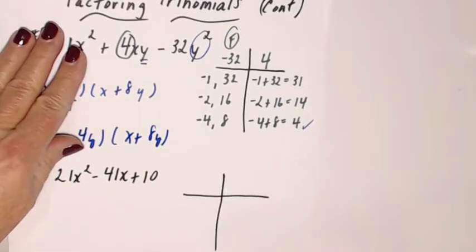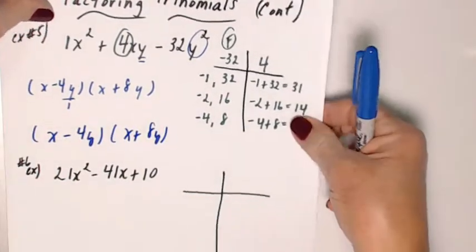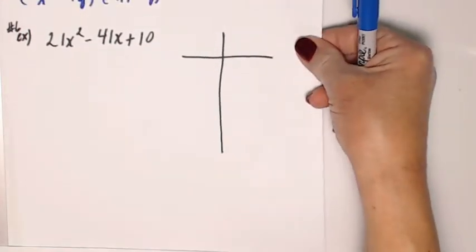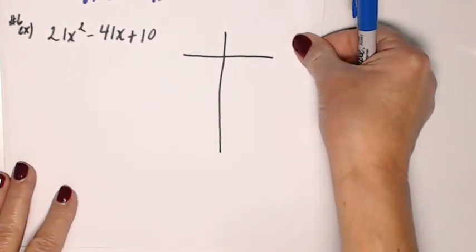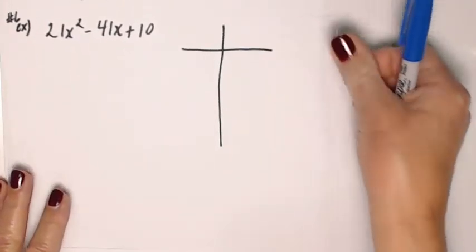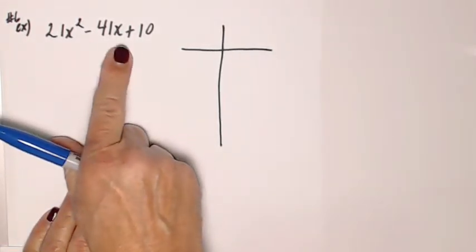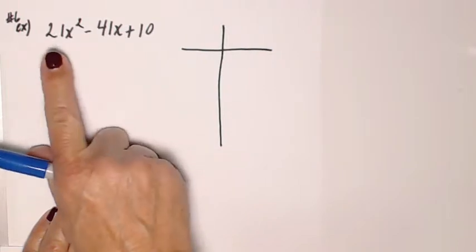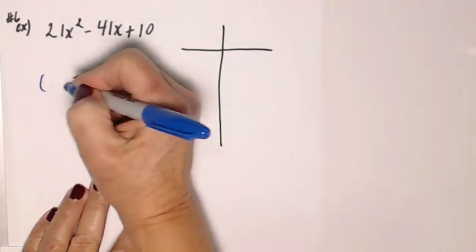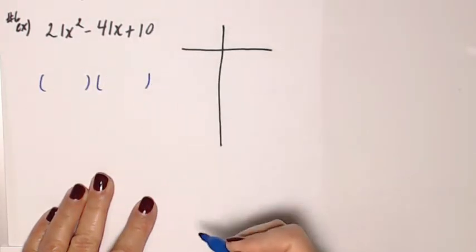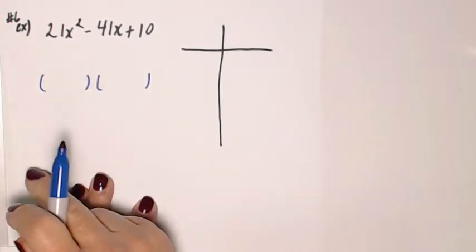Okay, now going on to the last example, number 6 here. Let's try not to be so crooked. We have 21x squared minus 41x plus 10. So we know we're going to have our factors, and we start.